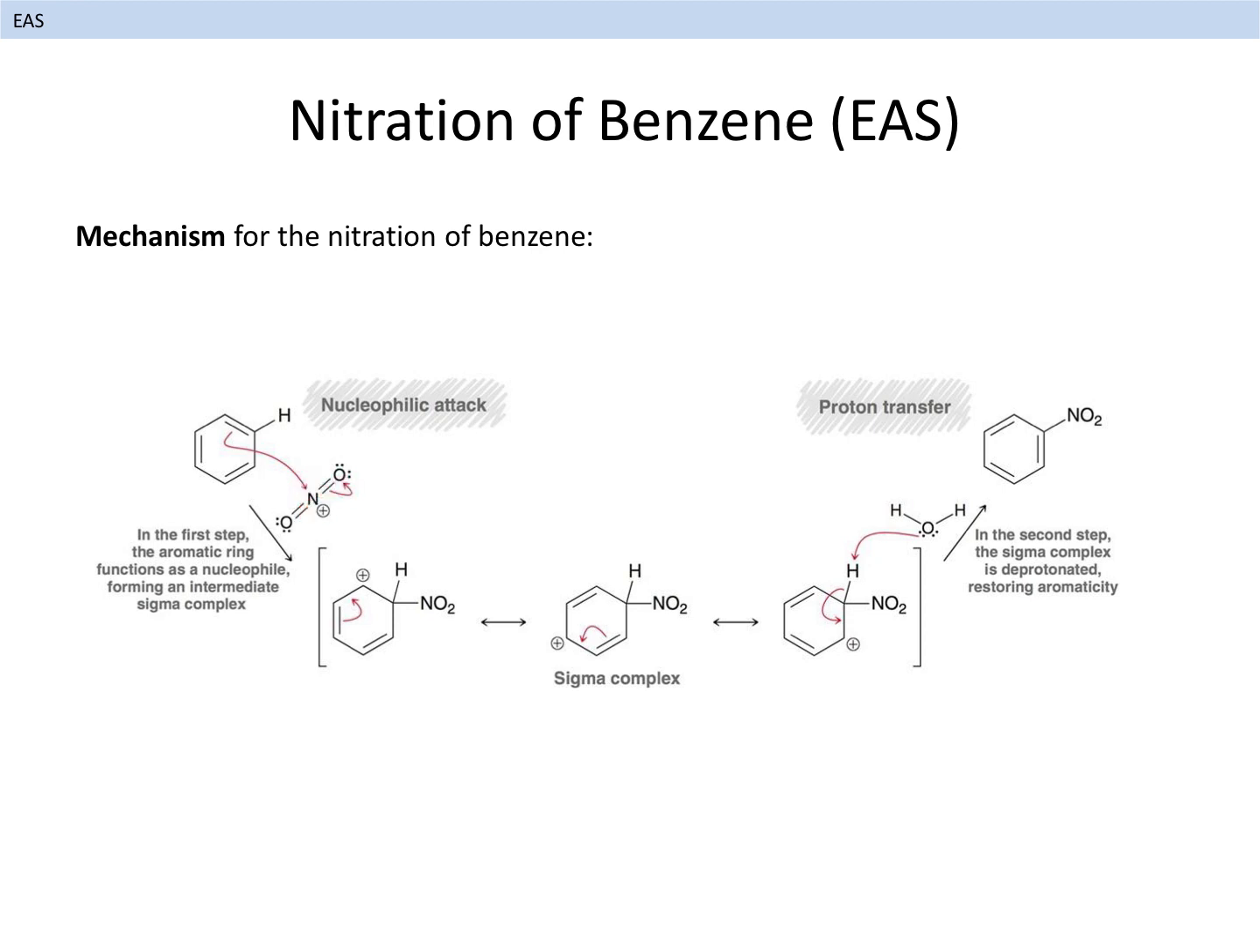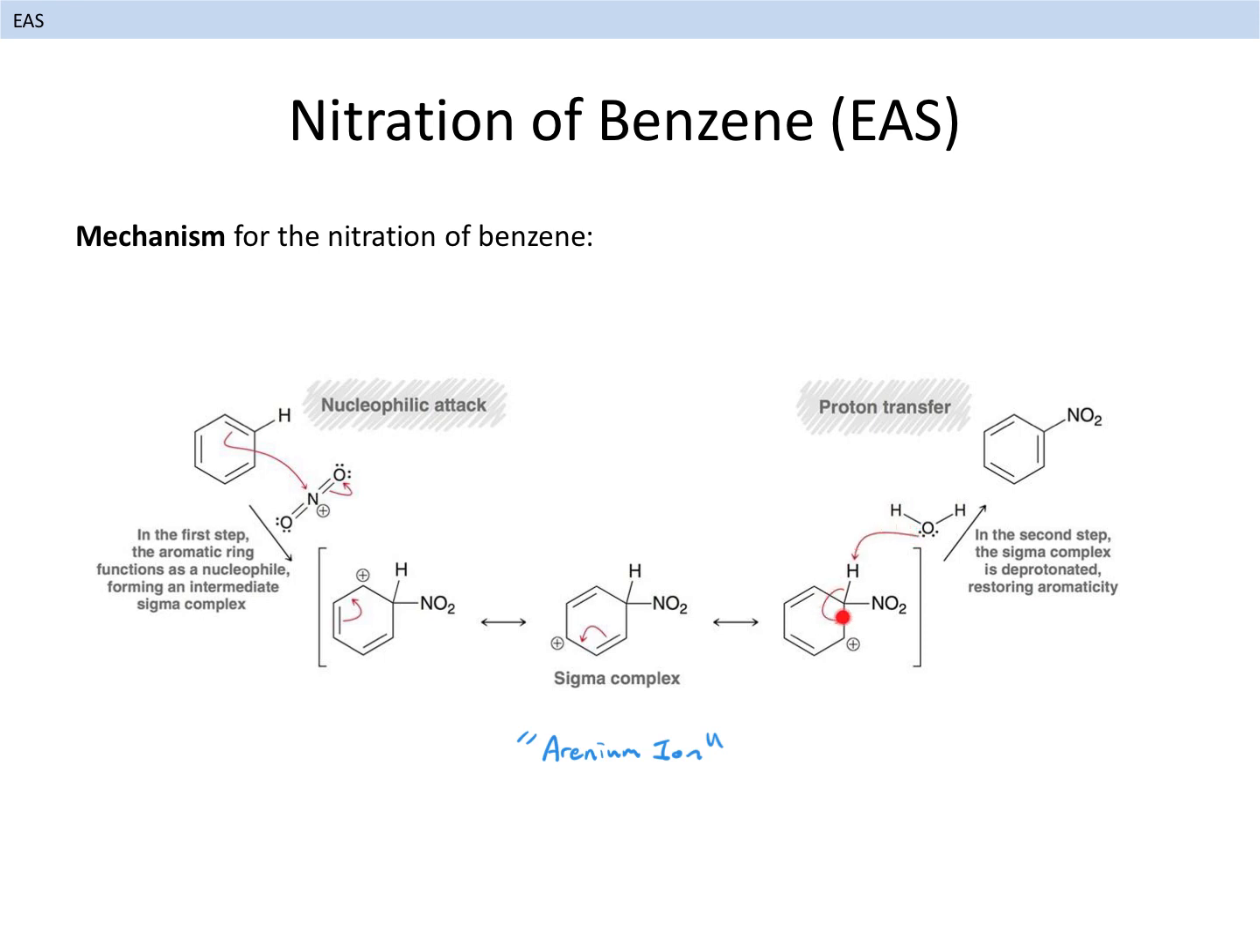As mentioned earlier, this is also known as an arenium ion intermediate. During this step, one of the carbon atoms in the benzene ring forms a new bond with the nitronium ion, temporarily disrupting the aromaticity of the ring. Next, the reaction proceeds with a proton transfer step.